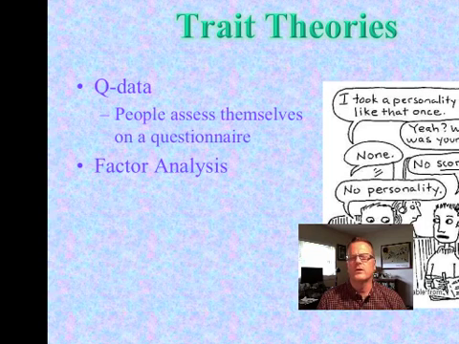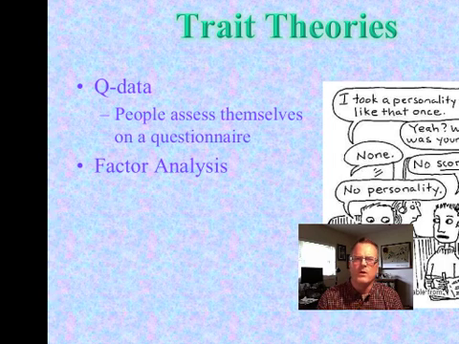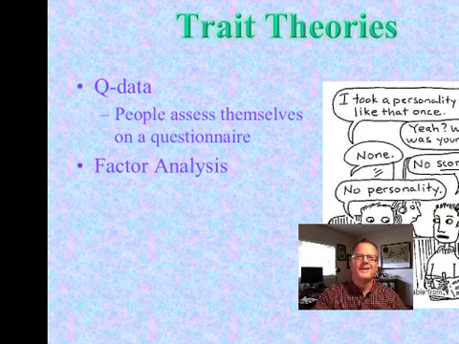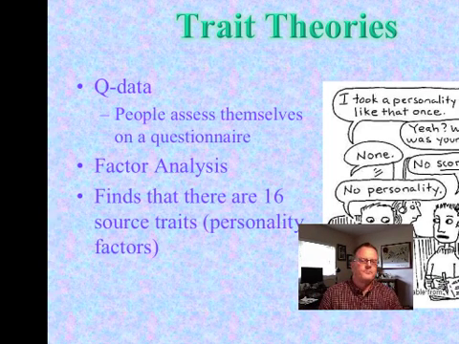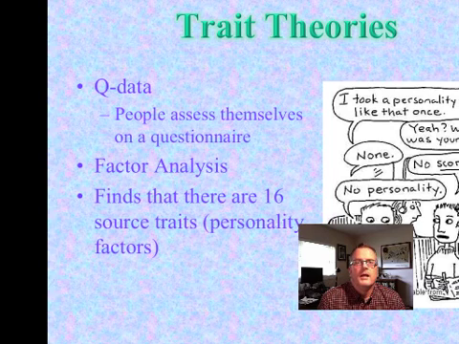If somebody who's friendly is also compassionate and caring, well then, if everybody who's one of those is also the other two, then there must be some redundancy. So all of this was about winnowing down the number of traits necessary to measure a person's personality. And he determined that there were 16 source traits.